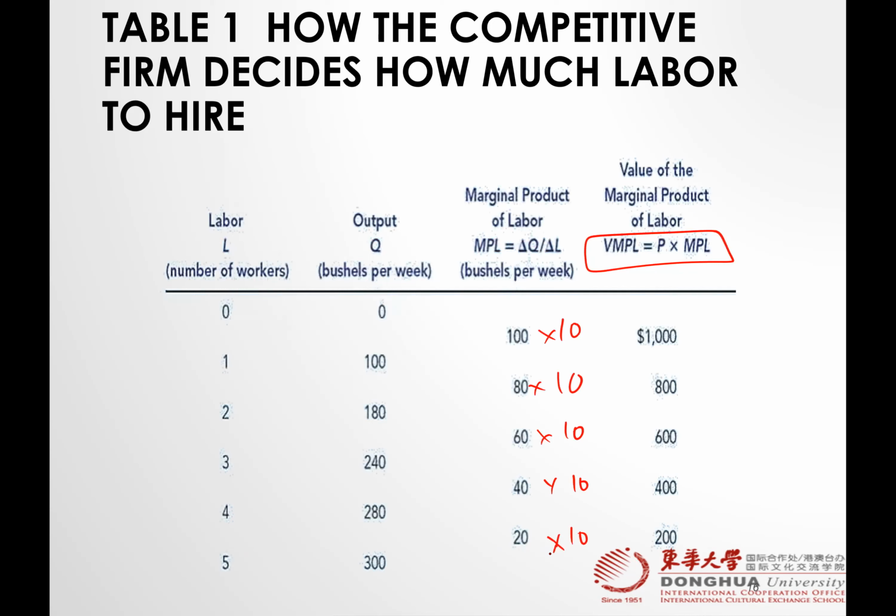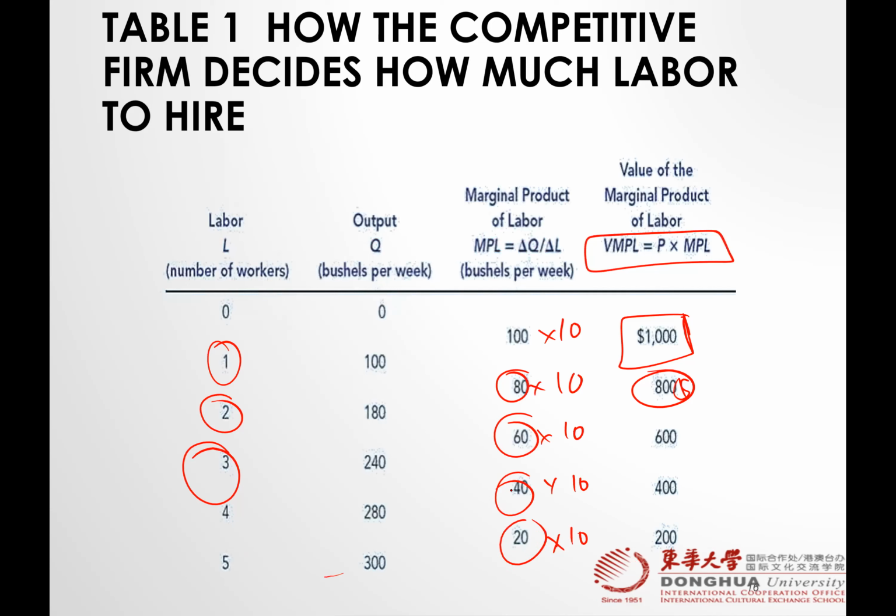What does it mean? It means the one worker that we hired, the first worker, is giving us 1,000. You can say in terms of labor services, he is earning us $1,000. The second person that we hired is adding only 80, which means he is giving us $800 revenue. The third person is giving us 600. Similarly, the fourth person and fifth person.